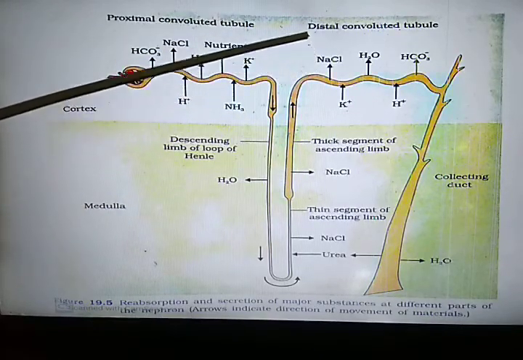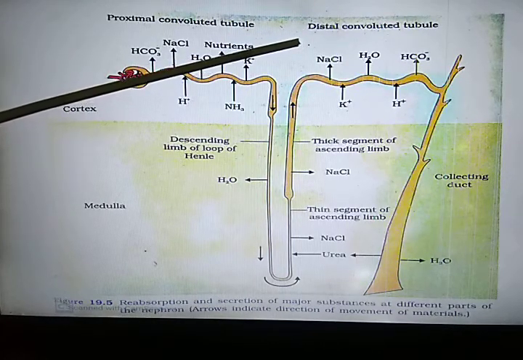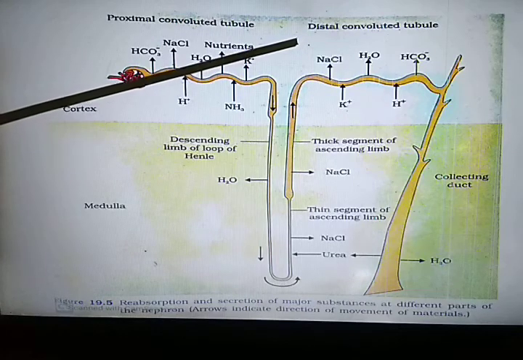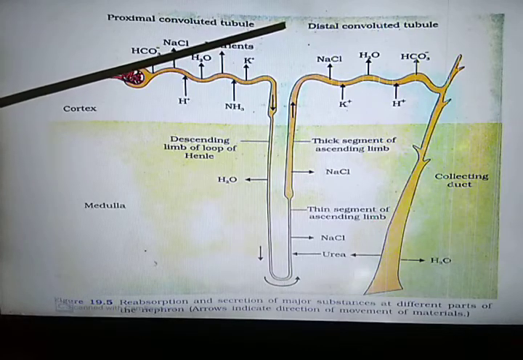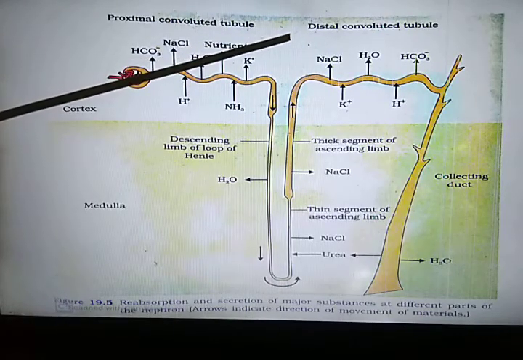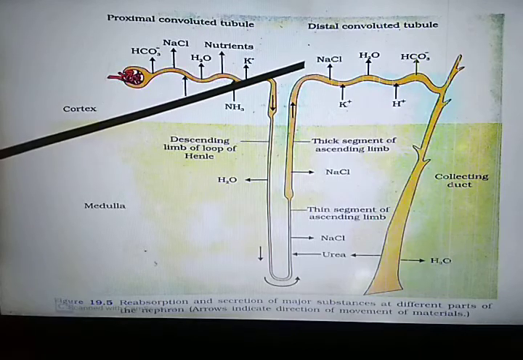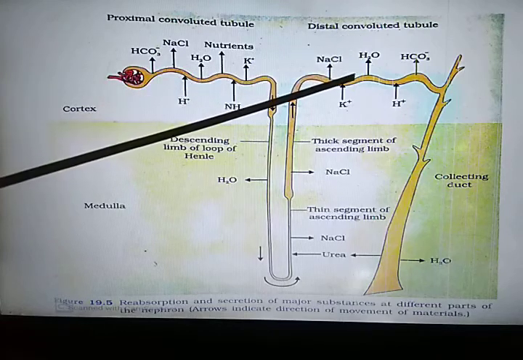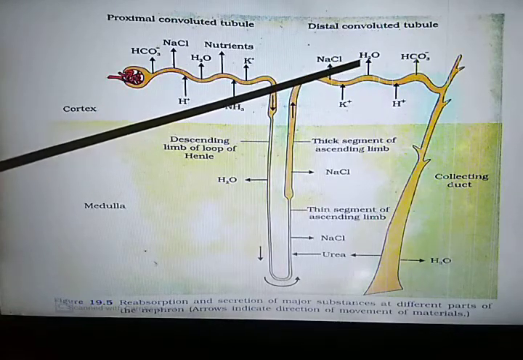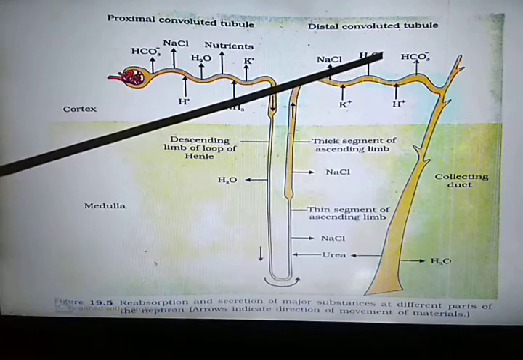Next region is DCT. This part shows conditional reabsorption. What do you mean by conditional reabsorption? That only in certain conditions reabsorption of substances takes place in the DCT. And conditional reabsorption of what substances takes place? Sodium ion and water. Reabsorption of sodium ion and water takes place under a specific condition. Reabsorption of bicarbonate ion occurs in the DCT.